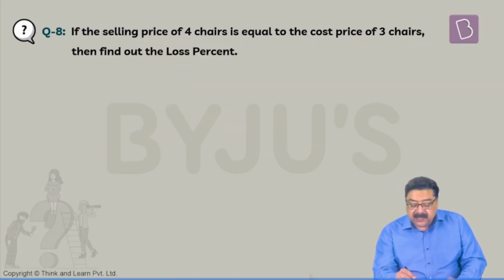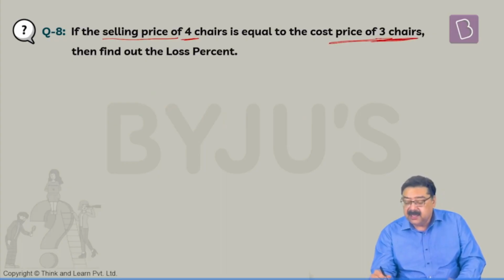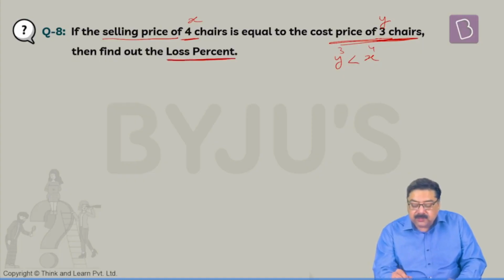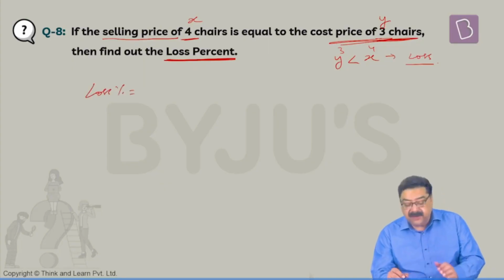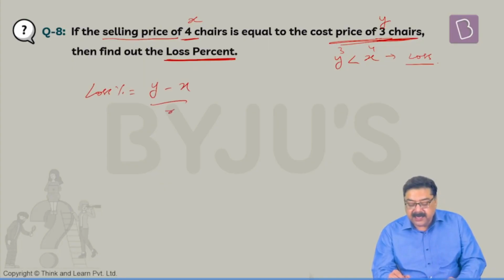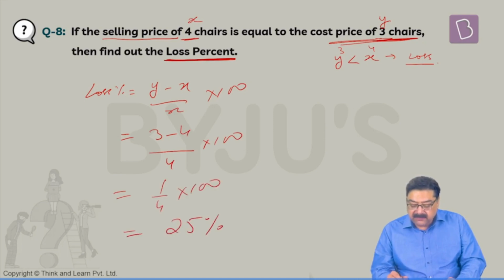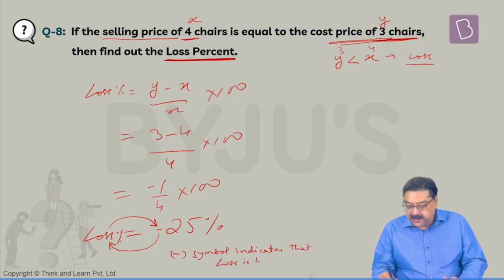So similar kind of question, if the selling price of 4 chairs is equal to the cost price of 3 chairs. Now this time Y here is less than X because it is 3 and this is 4. Then find out the loss percent. In such a case, loss will be made. So loss percent, which will be a negative value, is (Y minus X) by X into 100. That is 3 minus 4 by 4 into 100. That is minus 1 by 4 into 100, which is 25%, and this is negative, which indicates the loss made here. So the negative symbol basically indicates that loss is being made.